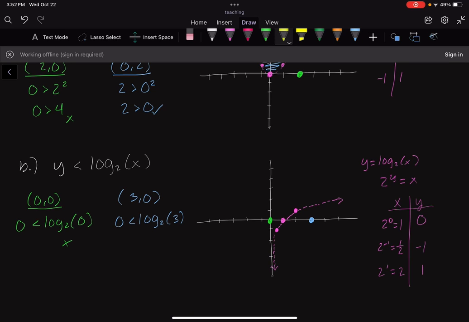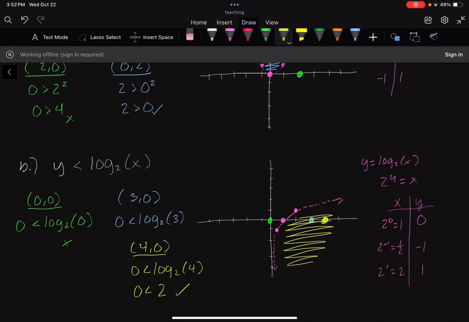I'm saying that because log base 2 of 3, if you don't know it, would be a little hard to plug in. Let's do 4, 0. If I plug in 4, 0, I get 0 less than log base 2 of 4. Log base 2 of 4 is 2, so this one is true. That means I am shading this side.